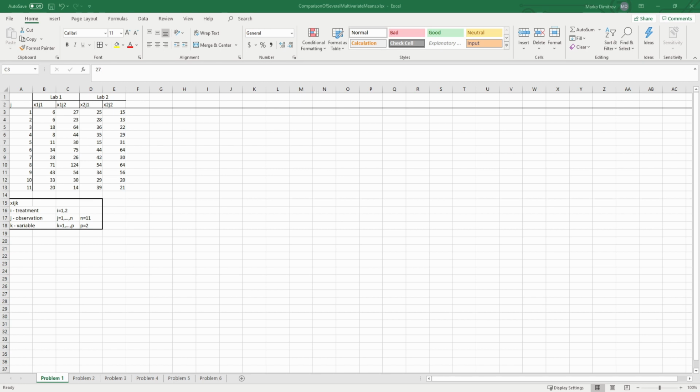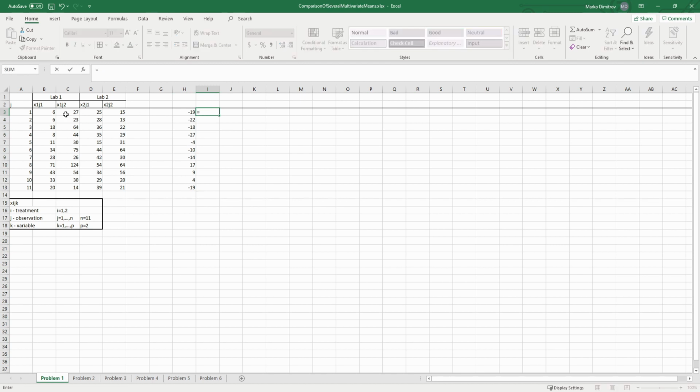To do that, we need the differences, then the covariance matrix of the differences, the inverse, and in the end we can just use the test statistic and compute the value of the test statistic as we previously did. So what we first need are the differences. So we need this one minus this one, for the first variable, both treatments.